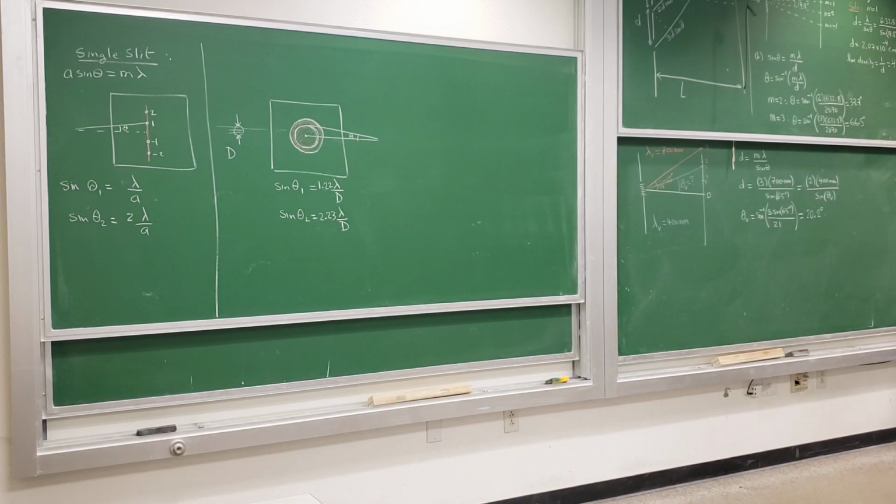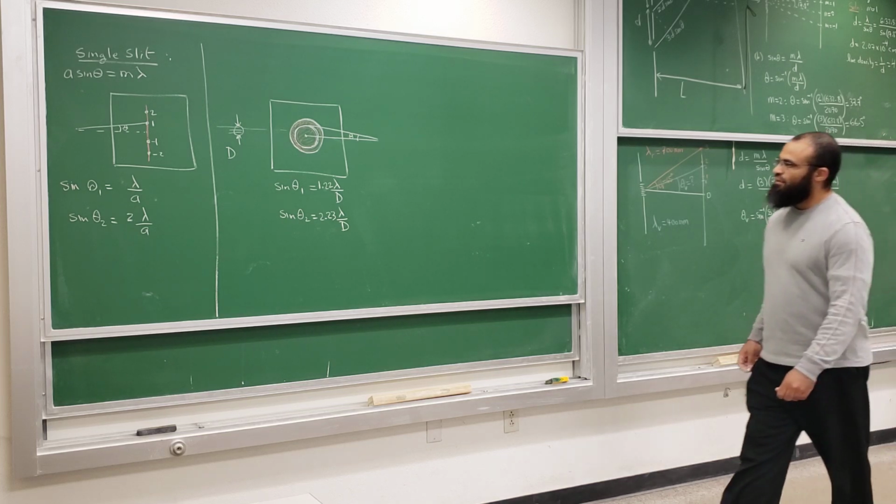And then there is an equation for the bright ones also. We only need the first. We just need the 1.22. That's the one we need, right? We just need the 1.22. Okay.